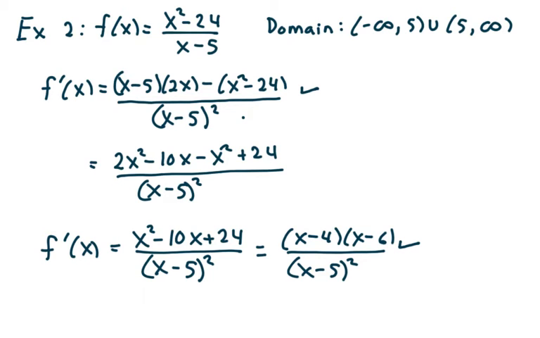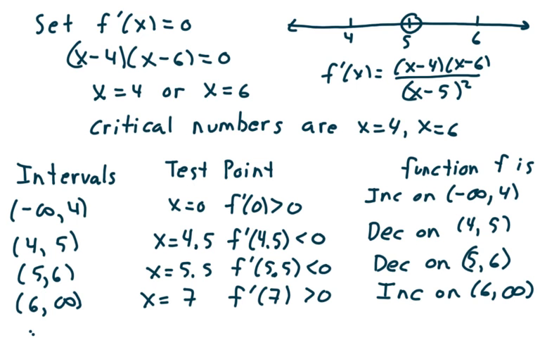Okay? Once you take the derivative, that's here, right? Ultimately, we need to find critical numbers. Set f prime of x equal to 0. And then x minus 4 times x minus 6 is equal to 0. x is 4 or x is 6. So the critical numbers are 4 and 6.